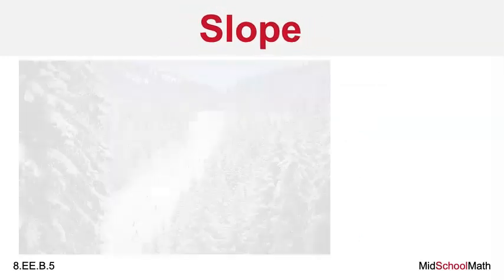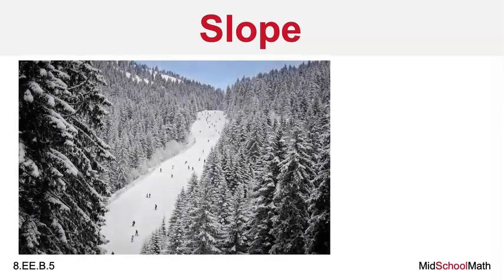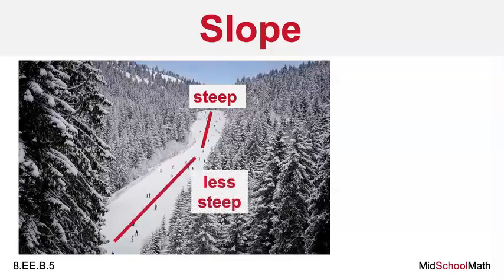Let's talk about slope. When you think of the word slope, you likely think of a mountain. Perhaps you think of a ski slope. A slope is something with an incline or decline, like this ski slope. We might say that the top part of the ski slope is steep, meaning it has a large incline. And we might say that the bottom part of the slope is less steep because it has a smaller incline.